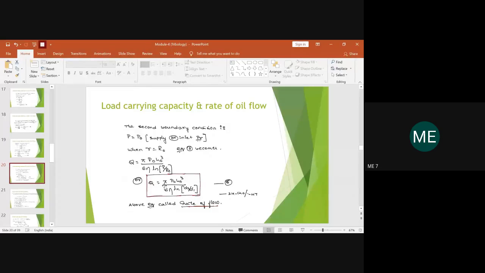Where the rate of flow will be given by pi into P naught H naught whole cube divided by 6 mu into log of D2 by D1. So this above equation is called the rate of flow. Usually they ask for the derivation to know the value of the rate of flow of the oil in a hydrostatic bearing. So you need to draw the sketch, explain the terminologies, and derive the equation for pressure as well as the flow with the first boundary condition where P is assumed to be 0 where small r is equal to capital R, and the second boundary condition where the pressure P will be equal to the pressure across the oil film and r will be equal to capital R naught.